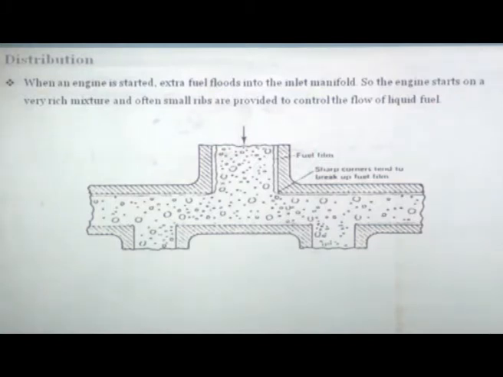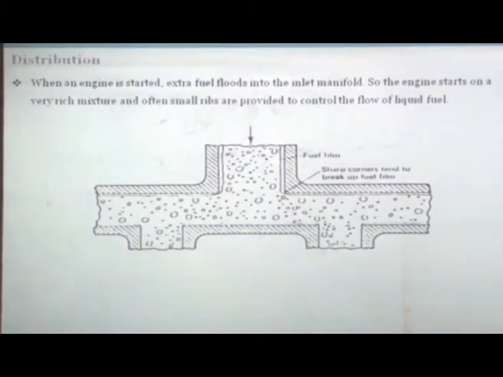So, it will move in a certain direction towards the cylinder, and then what you do, you do not want this to really flow, you want to break this, and you want this fuel to get suspended into the air. So, you provide some sharp corners, so that on this sharp corner there is a build up of the fuel pool, and then it separates itself and then it gets resuspended. So, this is what happens.